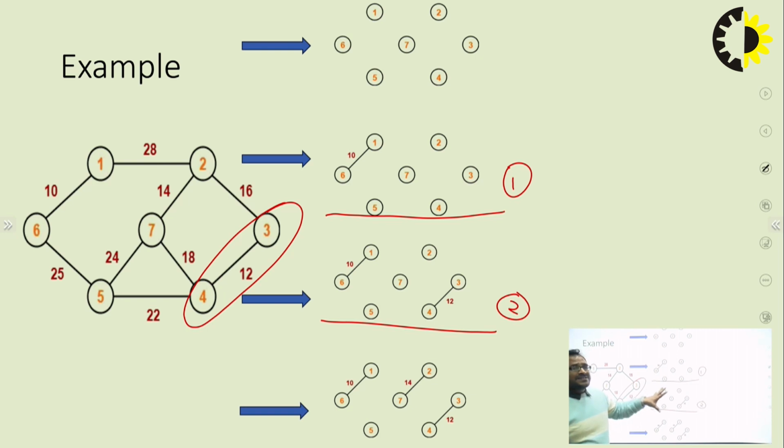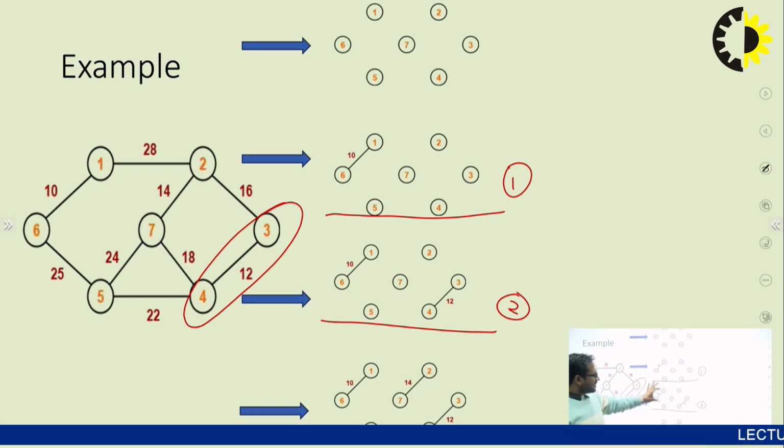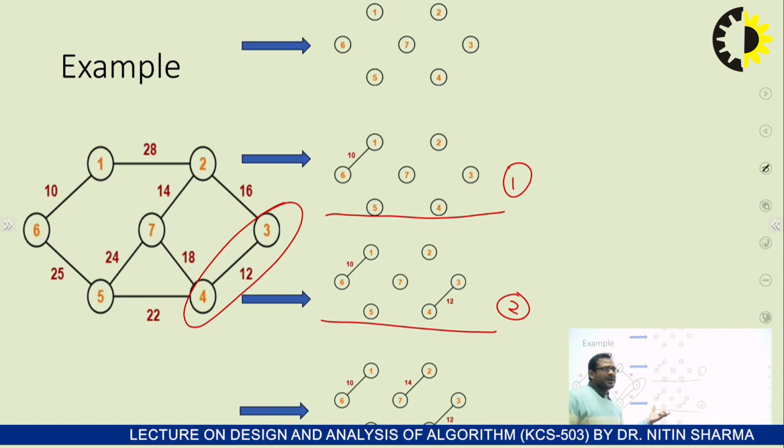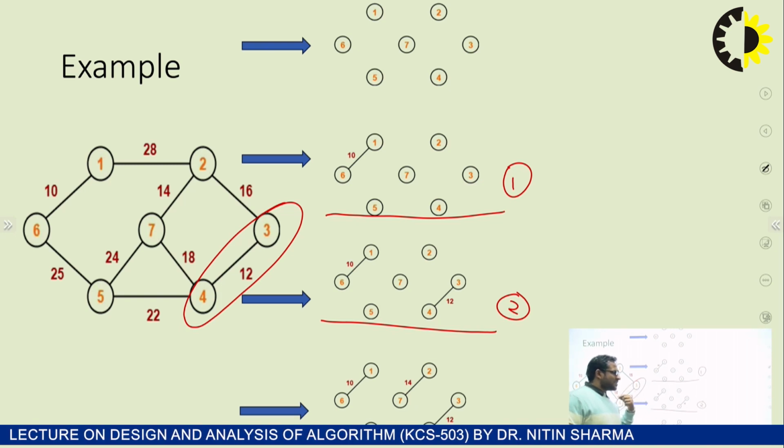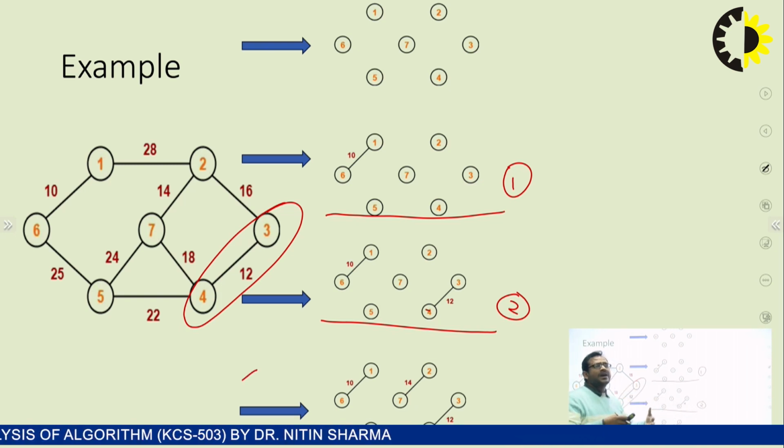Now you can see the difference between Prim's and Kruskal. In Prim's, the tree is created in a connected form. But here, I'm going to make a minimum spanning tree, but that tree is created in a disconnected form, right? You can see this edge is in a different zone. These two edges are not connected, but in future they are connected.